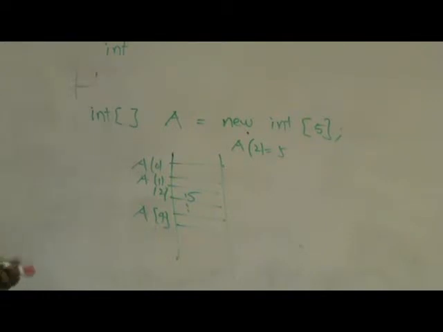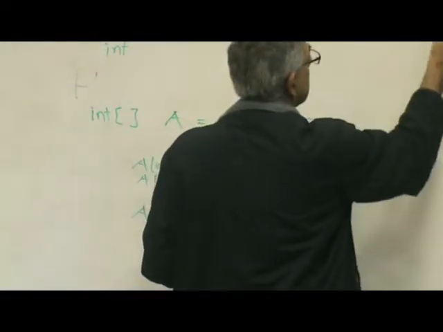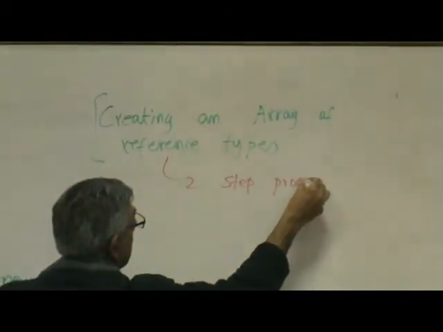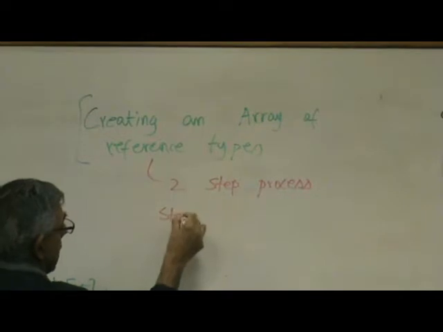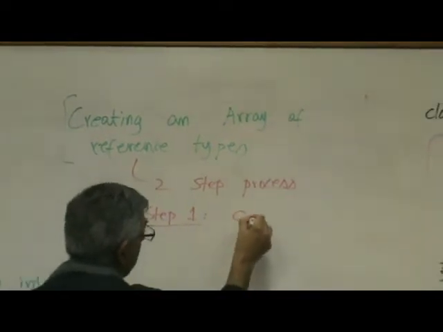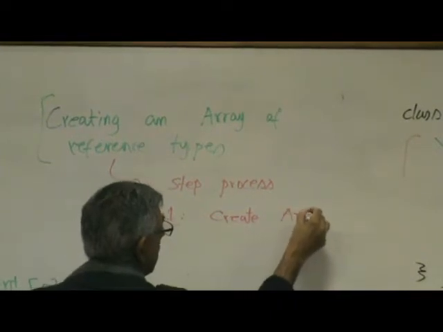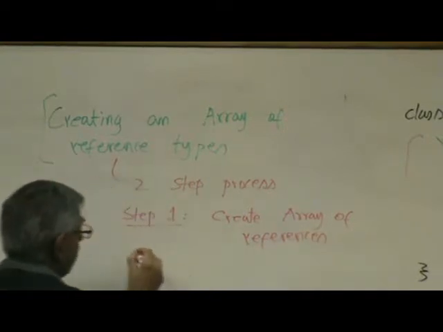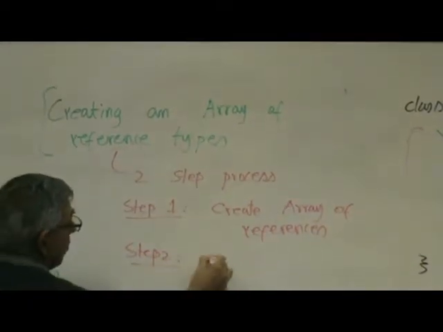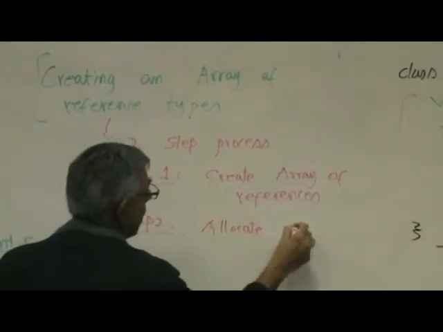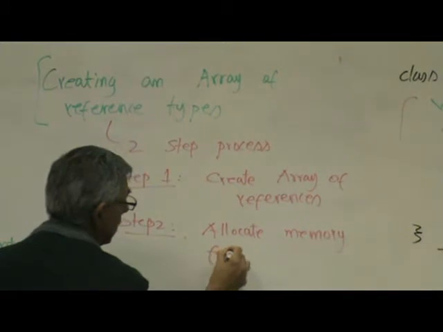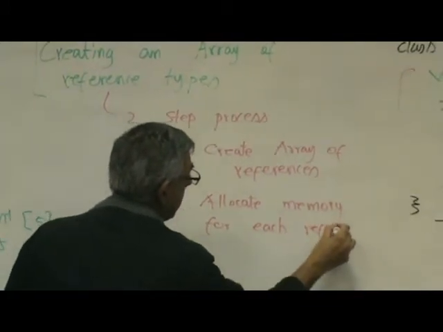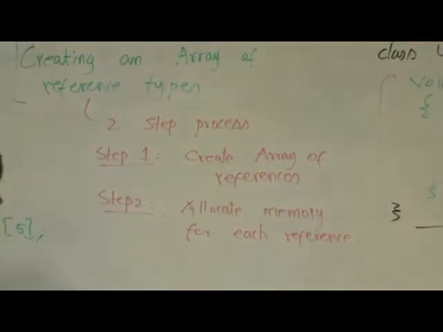Okay, but if you recall, I had mentioned creating an array of reference types is tricky. It's a two-step process, okay? So this is a two-step process. Step 1 is you have to create an array of references, and step 2 is you have to allocate memory for each reference. All right, let's take a look at an example.